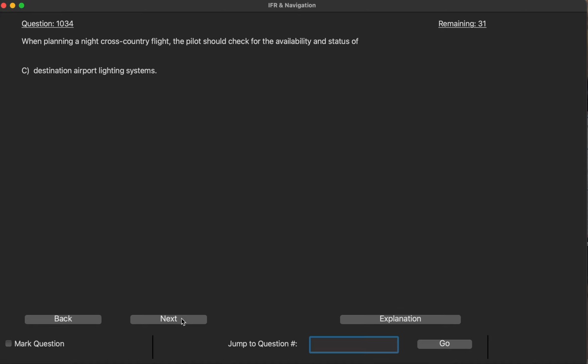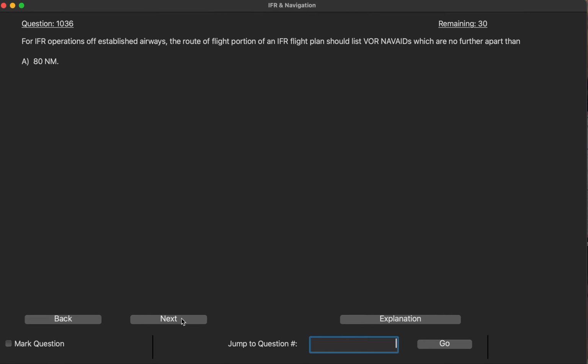When planning a night cross-country flight, the pilot should check for availability and status of the destination's airport lighting system. For IFR operations off established airways, the route of flight portion of an IFR flight plan should list VOR navaids which are no further apart than 80 nautical miles.